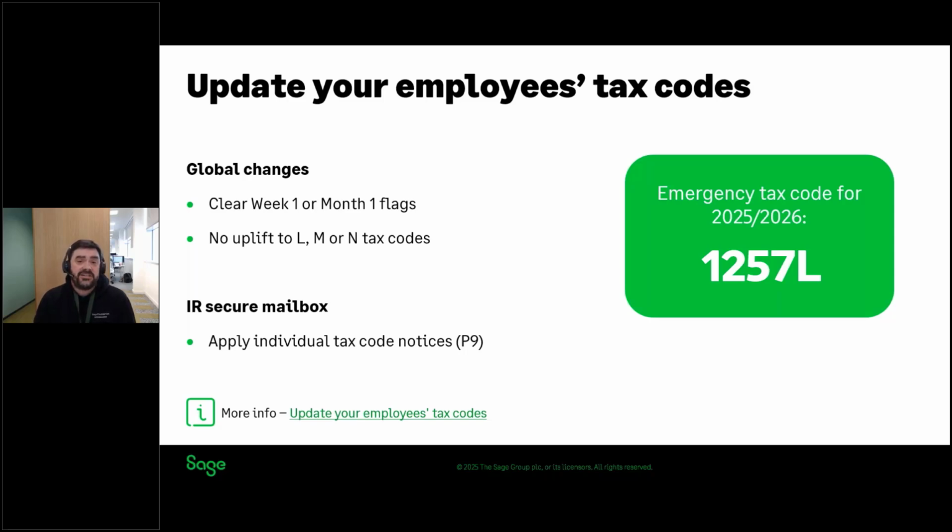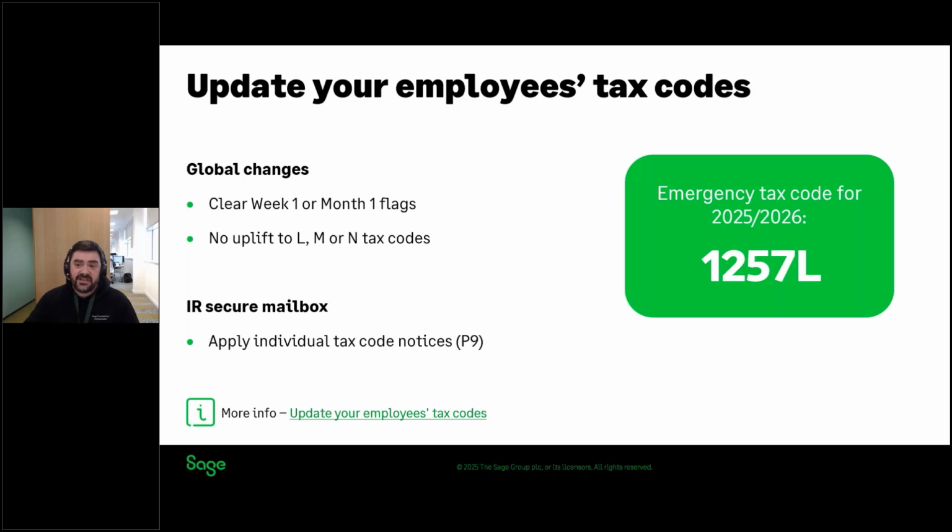You may also need to make changes to individual employee tax codes, depending on their circumstances, if you've received any tax code notices. So these are known as P9 notices. They usually come through in February or March, and they'll tell you any changes to the tax code that apply from the 6th of April. If you get these online, you can apply them using the secure mailbox in Sage 50 Payroll. If you get them in the post, you would just make the changes manually.